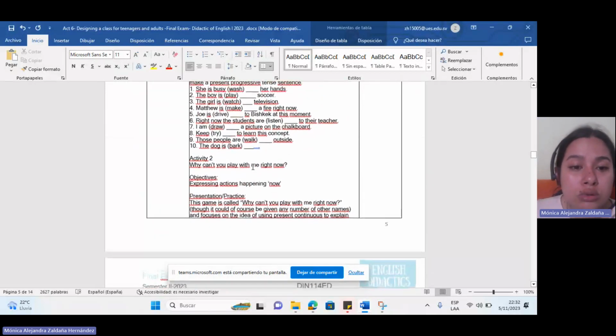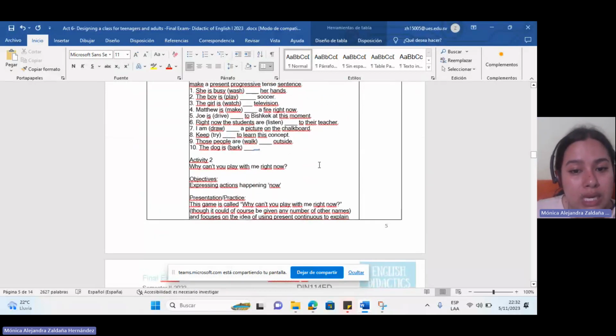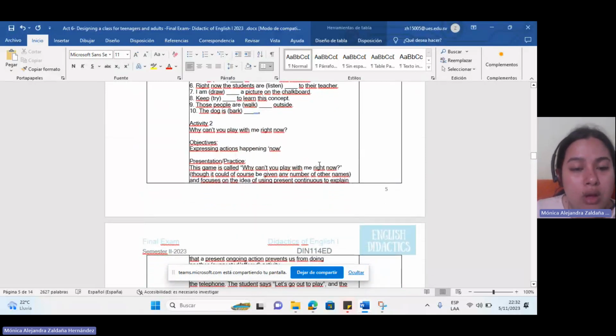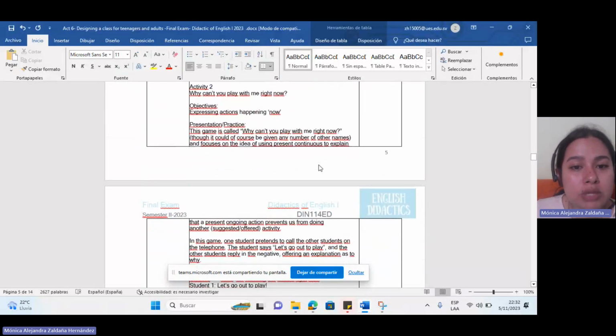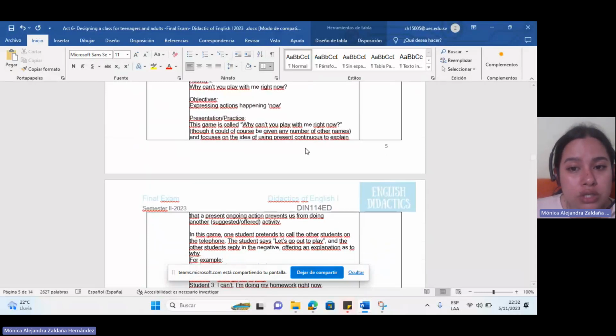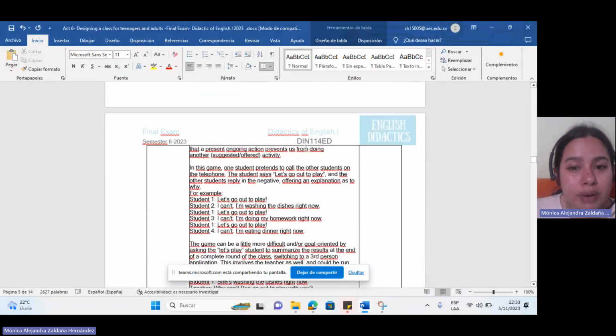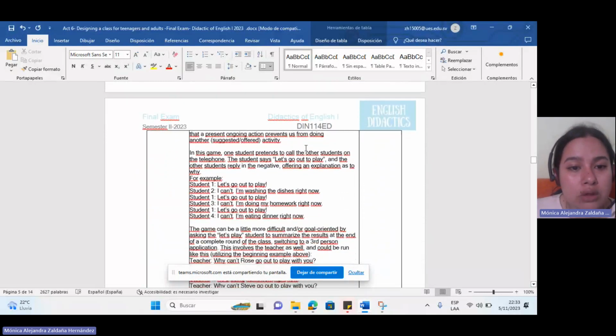And for activity two, "Why Can't You Play With Me Right Now?" Objectives: expressing actions happening now. Presentation: this game is called "Why Can't You Play With Me Right Now?" And this could be, of course, given a number of the other's name, and it focuses on the idea of using the present continuous to explain that a present ongoing action prevents us from doing another.